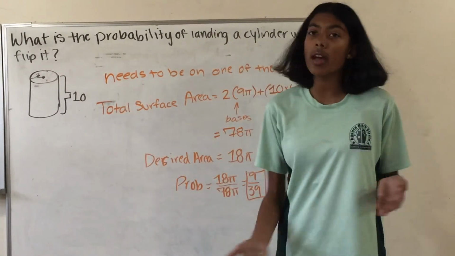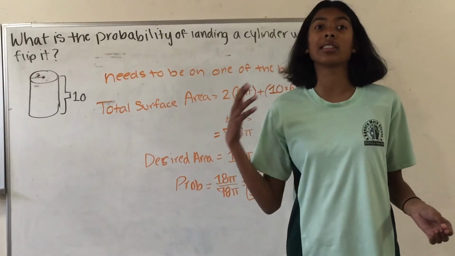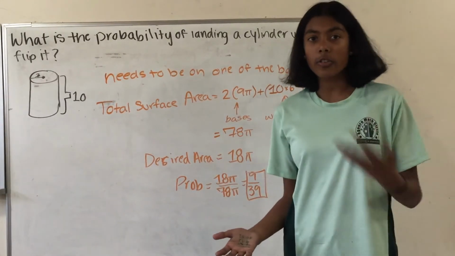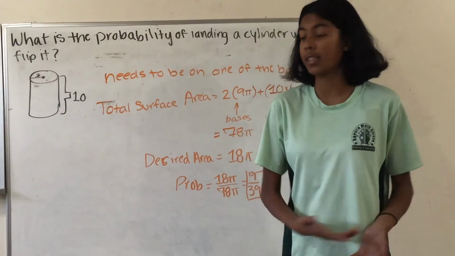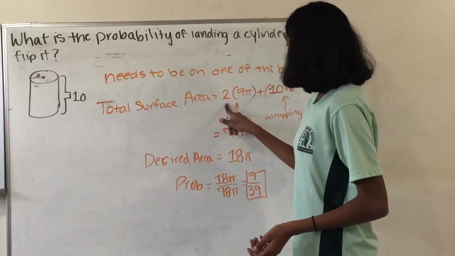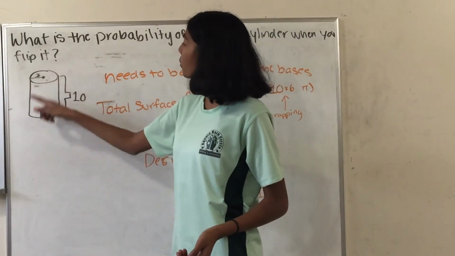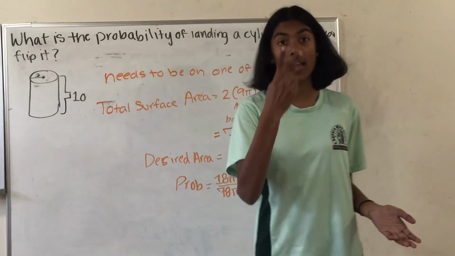So to do that, to find the probability, we're going to find the total surface area and then the desired surface area that we need. So for the total surface area, the first part is easy. It's the sum of our bases. So it's going to be 2 times 9 pi, because the area of 1 is 9 pi and we need the area of 2.